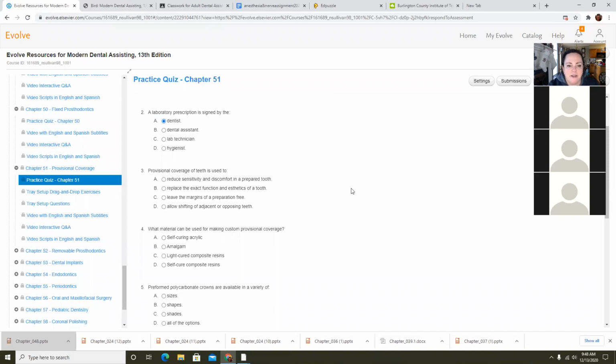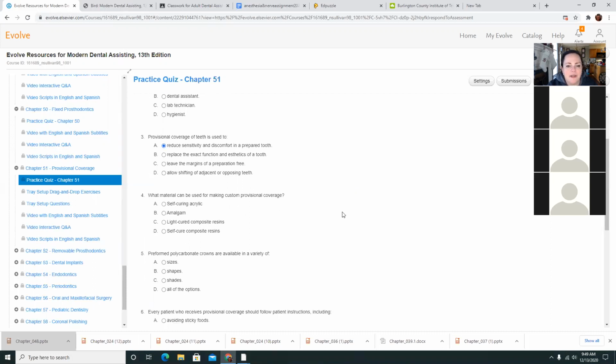Provisional coverage of teeth is used to... we just talked about this in our last quiz that we took a second ago. Do we want to allow shifting? I was going to say, I feel like it's A or B, but A or B, yes. I would say A. What material can be used for making custom provisional coverage?